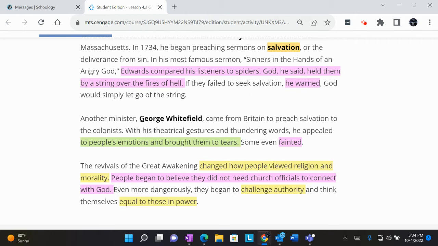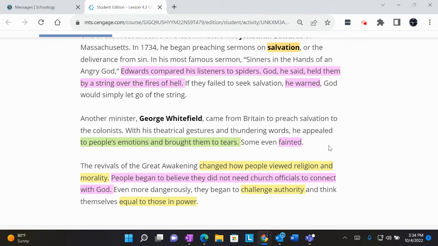But we said in our notes that George Whitefield was an aggressive preacher. He used thundering words. He jumped up and down, waved his arms, got in people's faces, and was very aggressive with bringing them and pulling them, kicking and dragging to salvation. Some were even brought to tears. Some even passed out or fainted, as you can see.